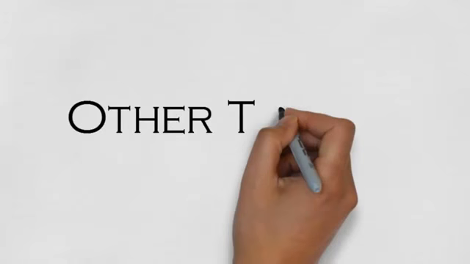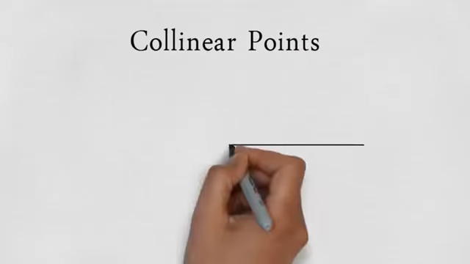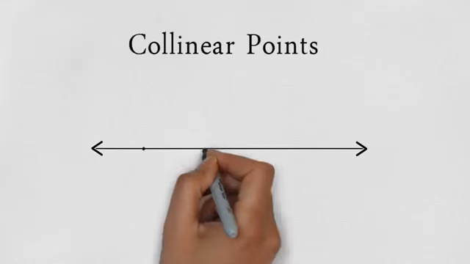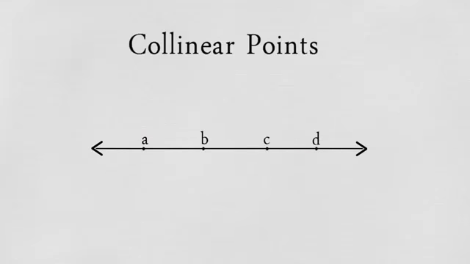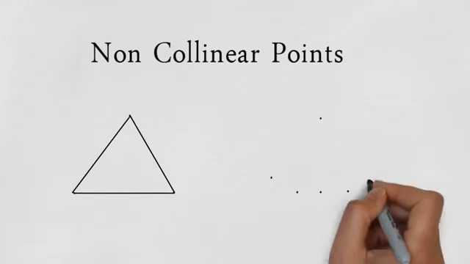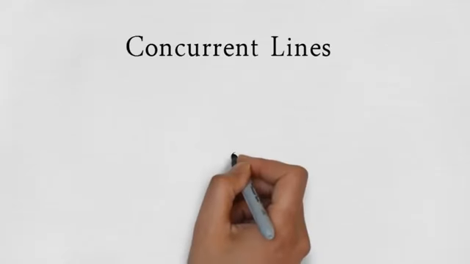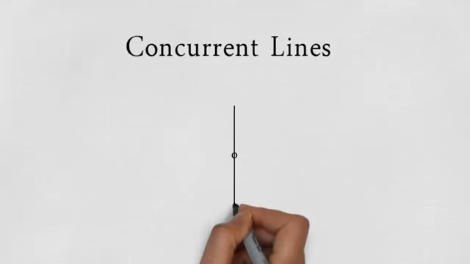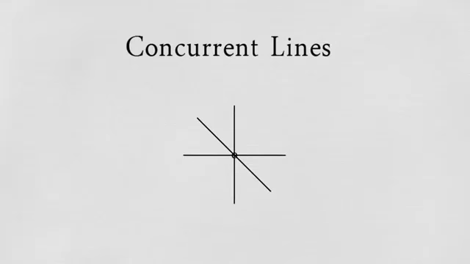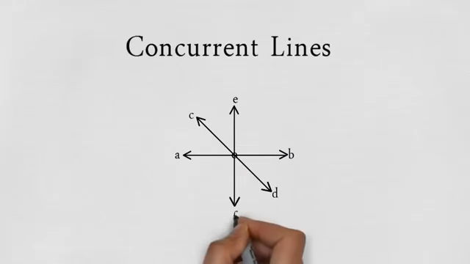Now, let us discuss some other terms. Collinear points. 3 or more points are said to be collinear if they lie on a single straight line. Non-collinear points. Points that do not lie on a single line are called non-collinear points. Concurrent lines. A set of lines or curves are said to be concurrent if they all intersect at the same point. The point is called the point of concurrency.